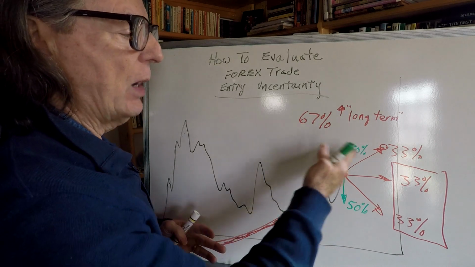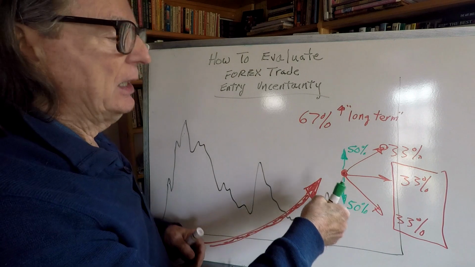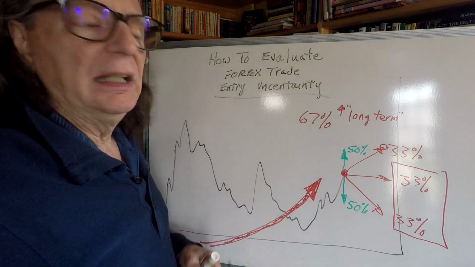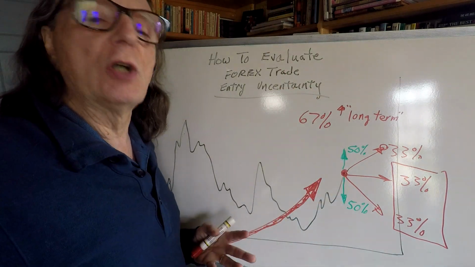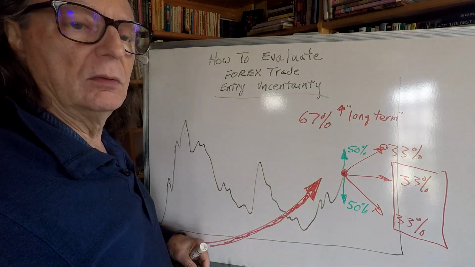Price is either going to go up. Now, the price may go up half a pip, or it may go down a quarter of a pip. It may go up 5 pips. It may go up 100 pips. You don't know. But it's either going to go up or it's going to go down.